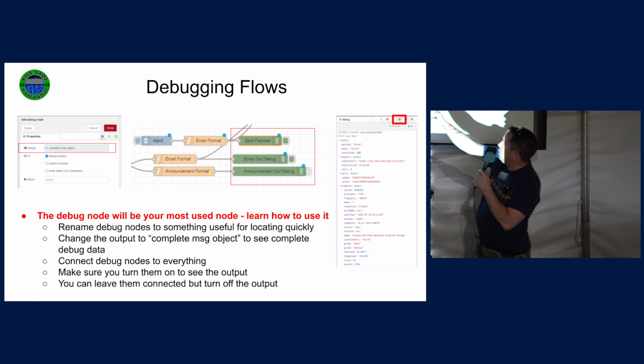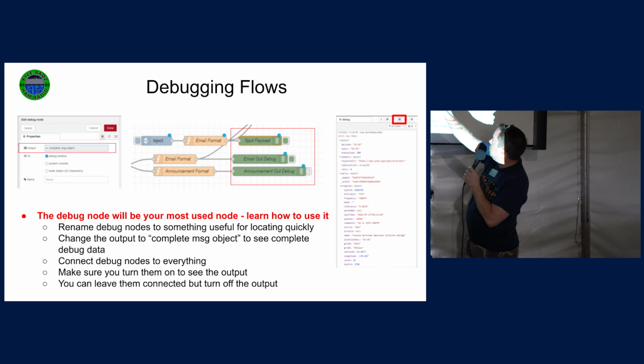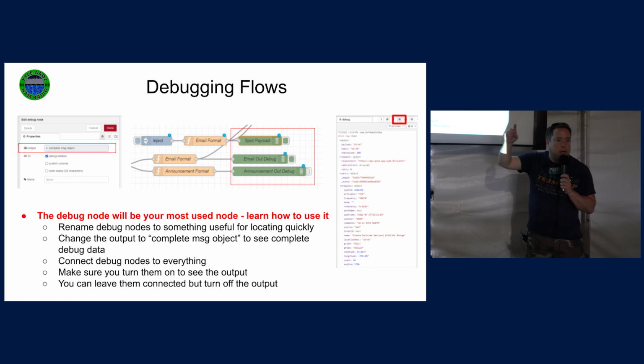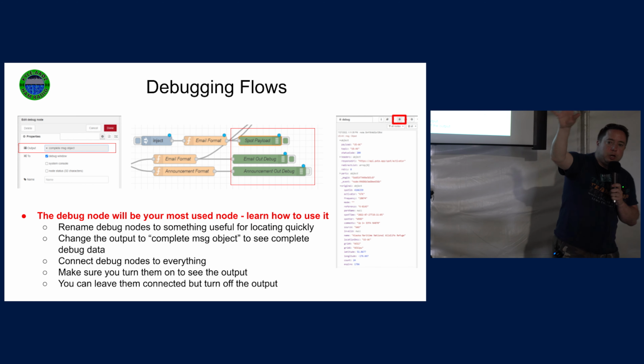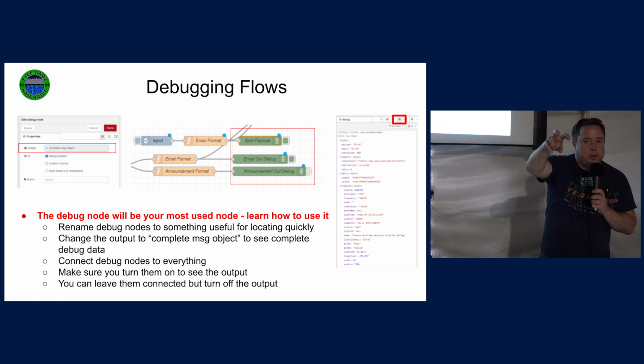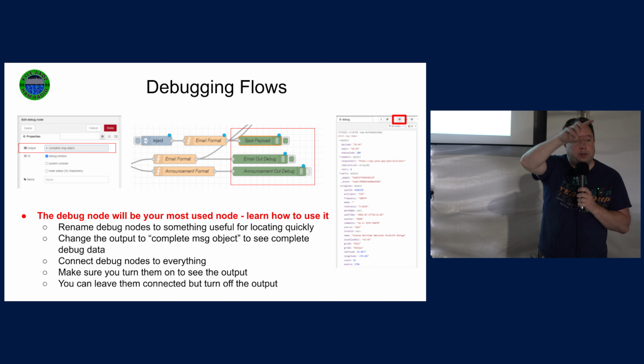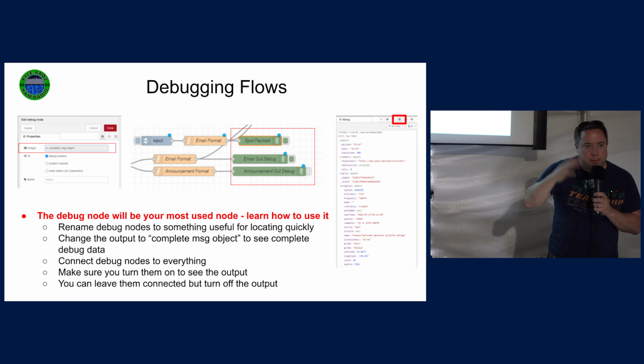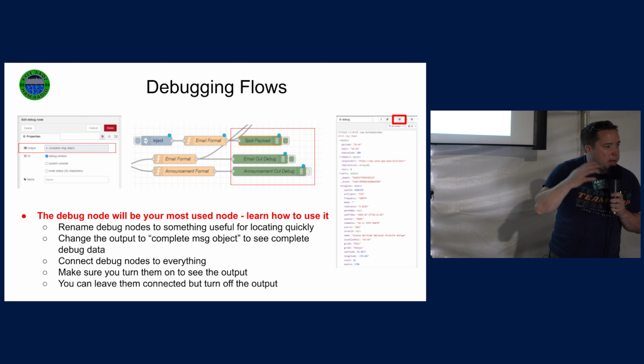Also, you notice that there's these blue dots that are above these nodes. That means I have put those nodes, I've dragged them over and put them on my workspace, but I haven't hit the deploy button yet. Okay, so if you see blue dots above your nodes, you know that you got to hit the deploy button to actually make those nodes active.